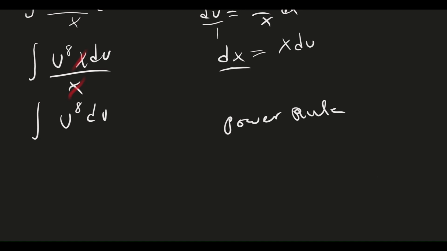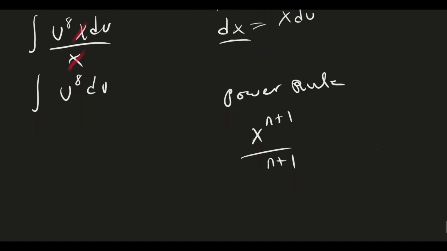And the power rule is, if you have a variable x raised to the power of n, you have to add 1 and divide by that exponent plus 1. So for instance, if you have x raised to the power of 2, you have to add 1 and divide by 2 plus 1.